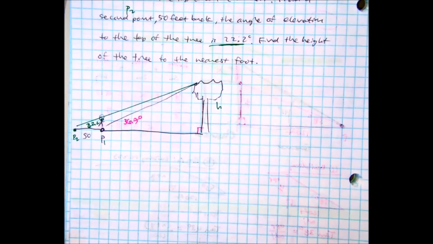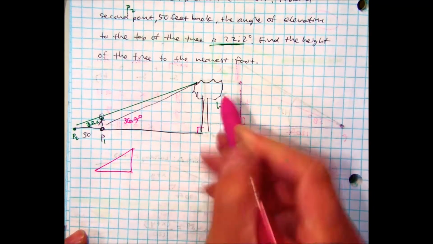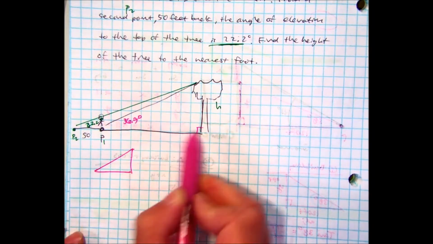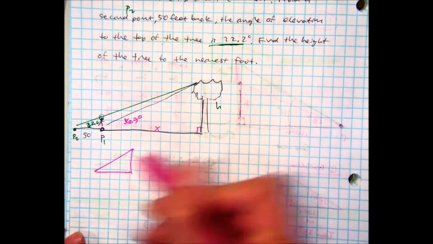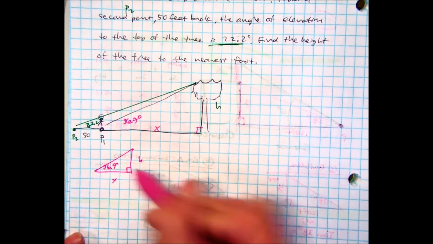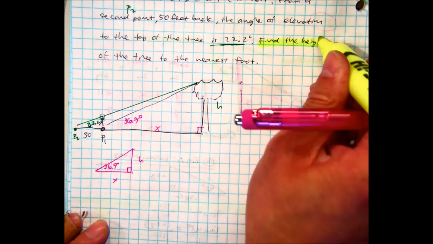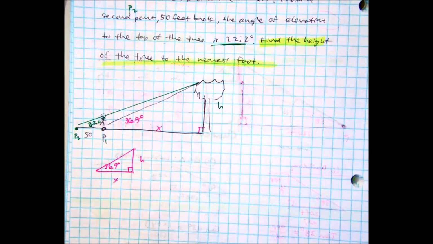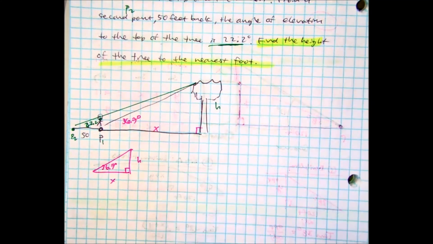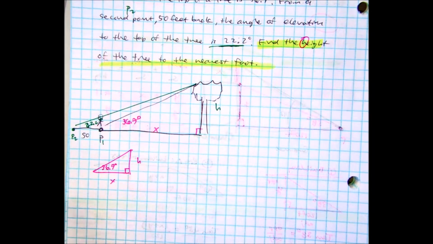So if I separate this problem into two triangles, notice how the distance from point 1 to the tree is unknown, so I'm going to call that x. So 36.7 degrees, h and x. Now I have two variables, and let's think about this. My end goal is to find the height of the tree to the nearest foot. Class, what variable is the height of the tree? I'm probably going to solve for h for each of these triangles. Let's see what happens.